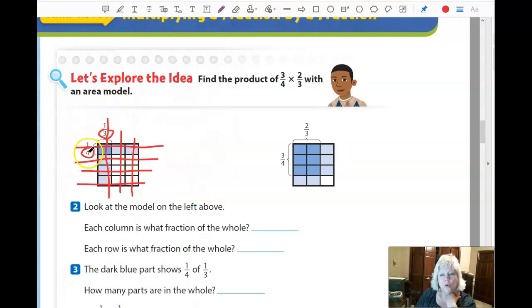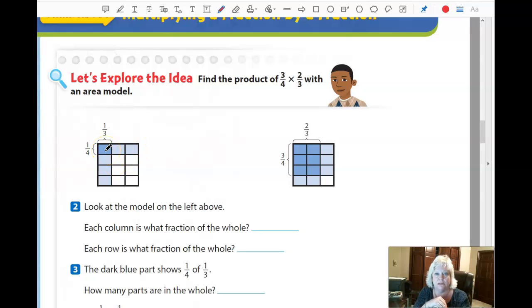Now, when 1/4 times 1/3 is multiplied, whatever crosses both ways is what we get. Let me get this off here. There. When it crosses both ways, whatever is darker or colored in with both colors is what our answer is going to be. So let's talk a little bit more about that.